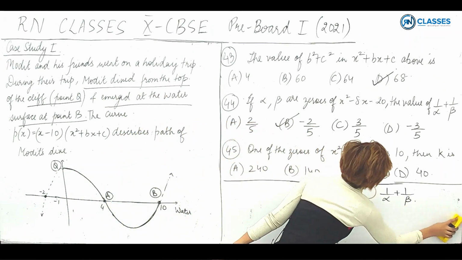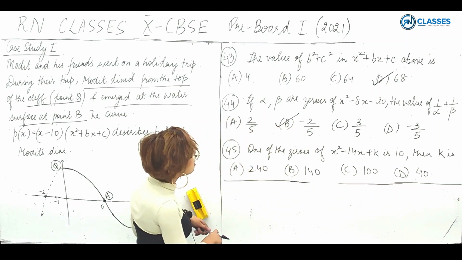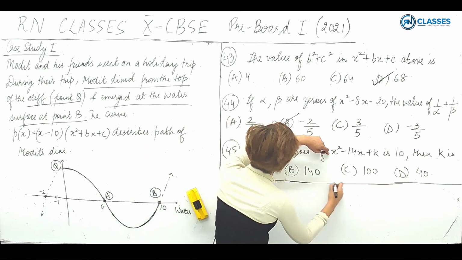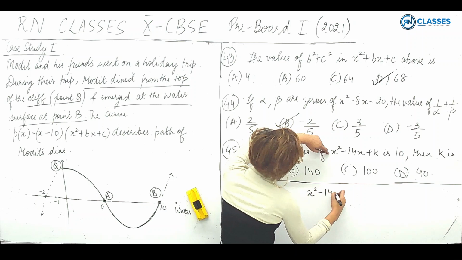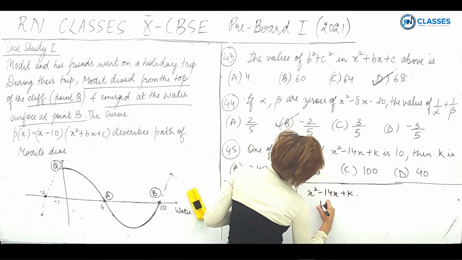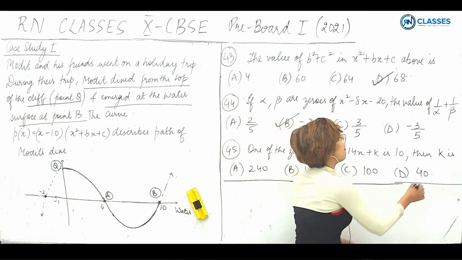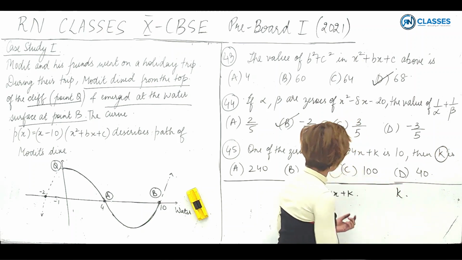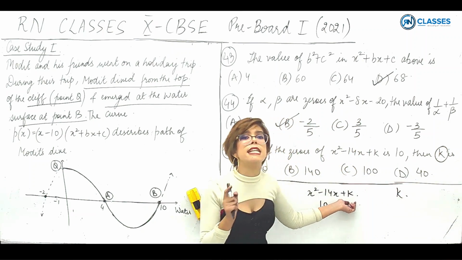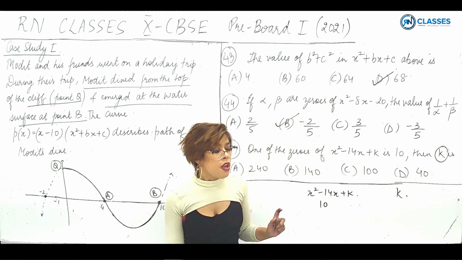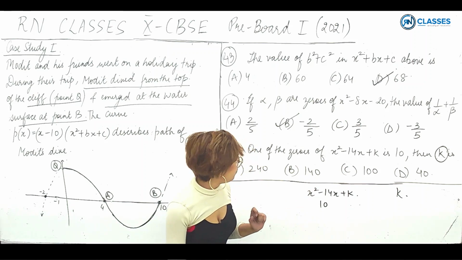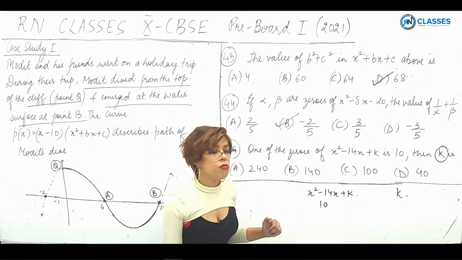Question number 45. Now he says one of the zeros of this polynomial, x square minus 14x plus k, one of the zeros is 10. And we need to find the value of k. Now k is the constant term. That means it is related with the product of zeros. One zero is already known to you. Can you tell me the other zero?